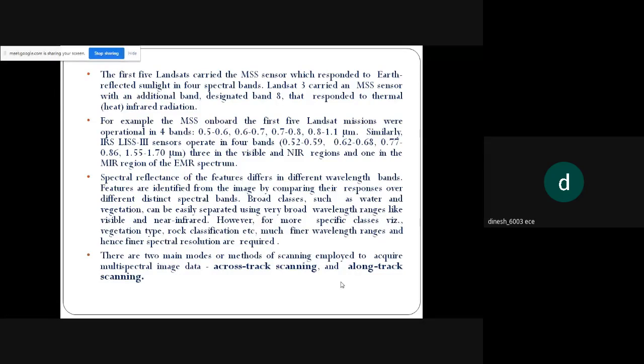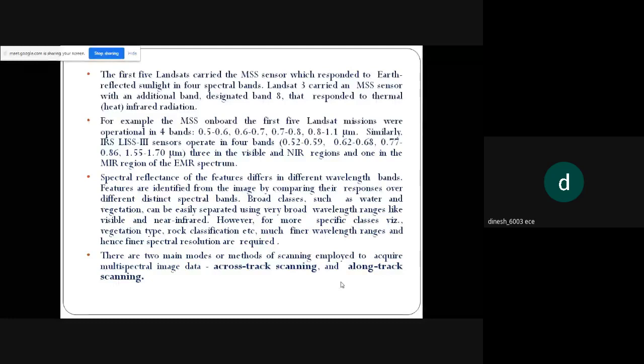For this, there are two main modes or methods being deployed to acquire the multispectral image data. The first one is across track scanning, and the second is along track scanning. These two methods are being deployed for scanning such that the sensor will acquire data appropriately depending upon the need and application. So two modes, across track and along track.